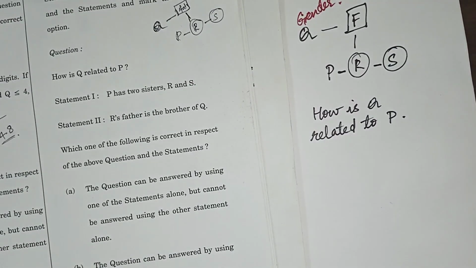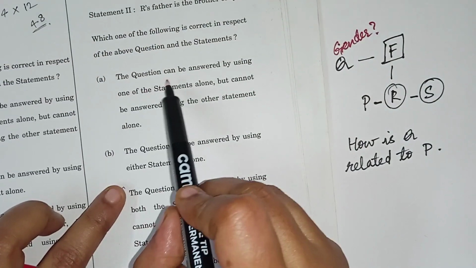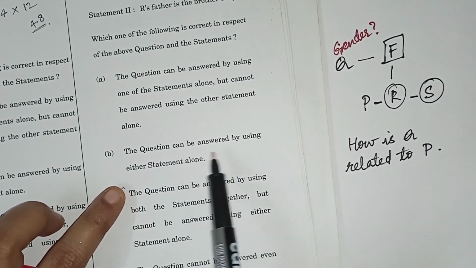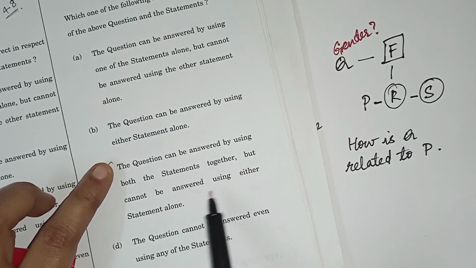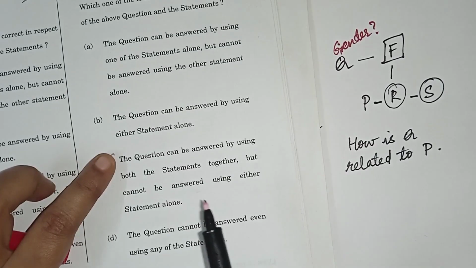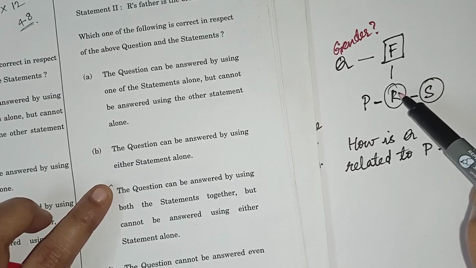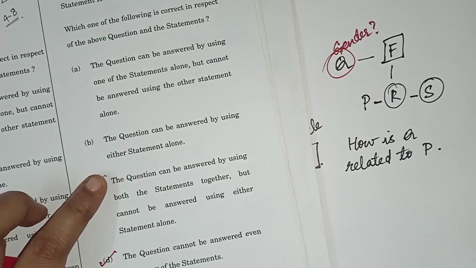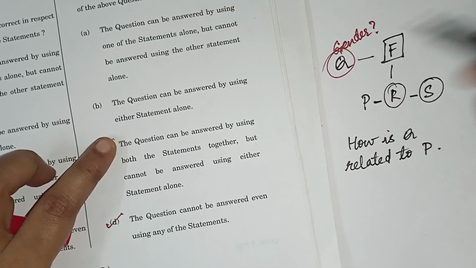So the question has many options here. The question can be answered by using one of the statements alone but cannot be answered using the other statement alone. The question can be answered by using either statement alone. The question can be answered by using both the statements together but cannot be answered using either statement alone. And the last option, the question cannot be answered even using any of the statements. As both statements state only the relation between F and R and not the gender of Q, the answer would be that the question cannot be answered even using any of the statements, because we don't know the gender of Q.